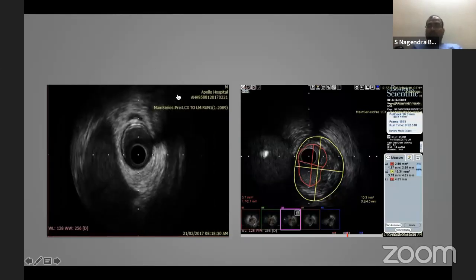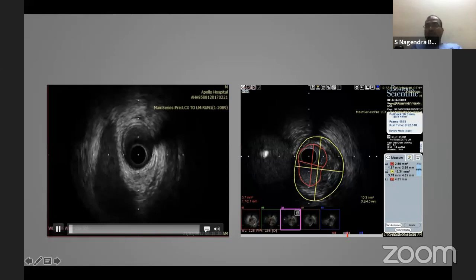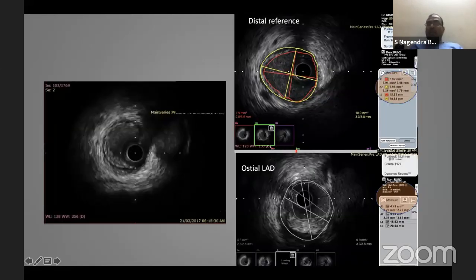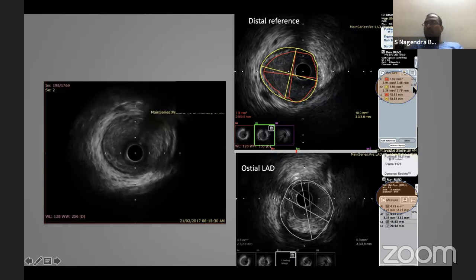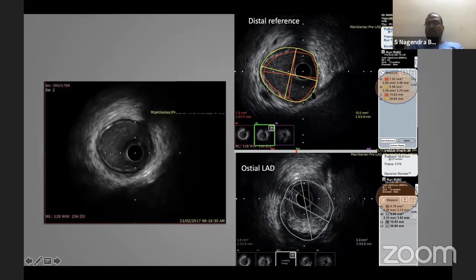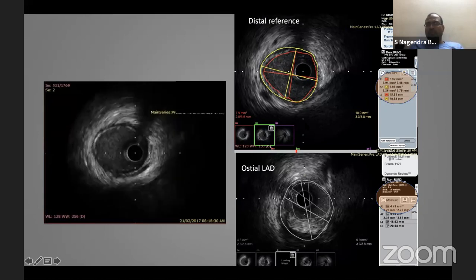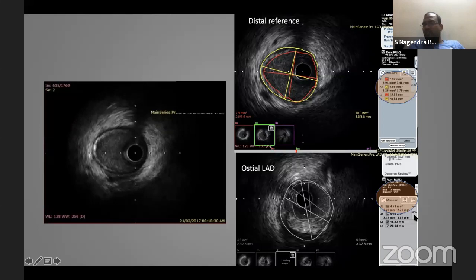So this is the pullback from left main to LAD, and LAD to left main. The LAD ostium looks okay. We identified the distal reference segment. Again, you can see the plaque burden is 21%. The LAD is reasonably disease free. The yellow line is the EEM, the red line is the lumen. There is no significant plaque here. So we proceeded. This is the ostial LAD segment. The plaque burden in the ostial LAD is 52%.